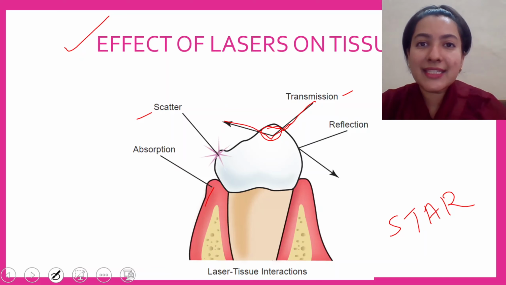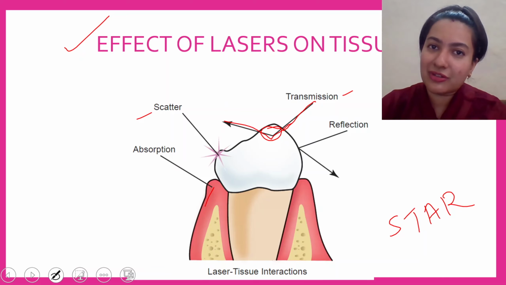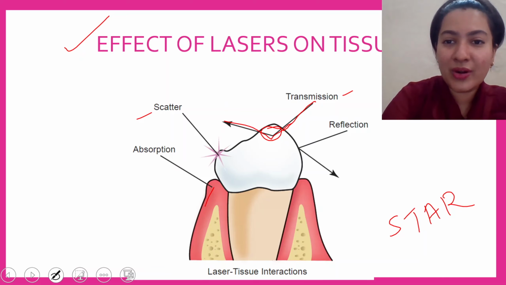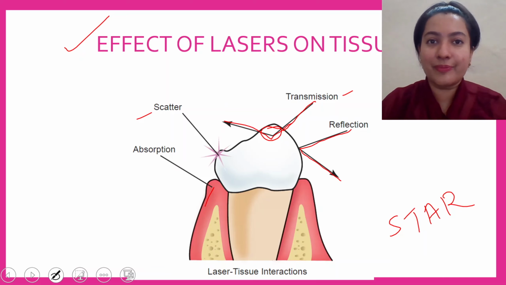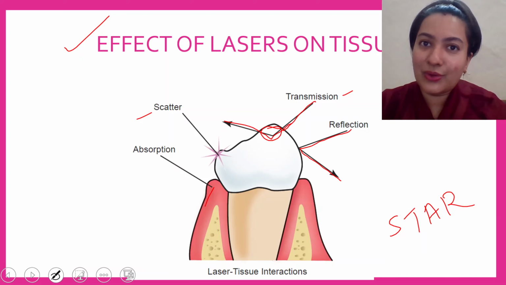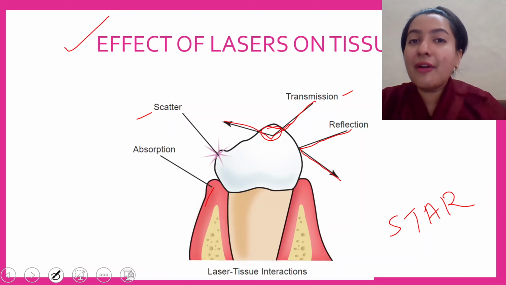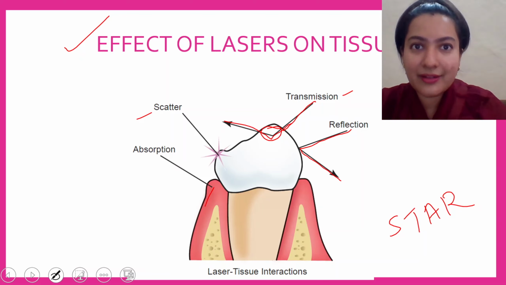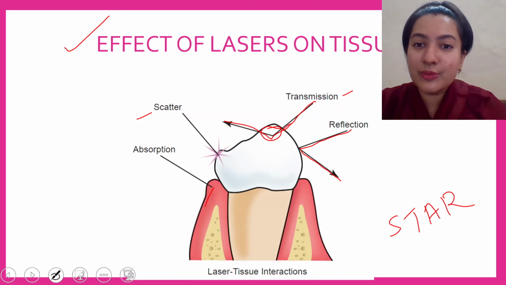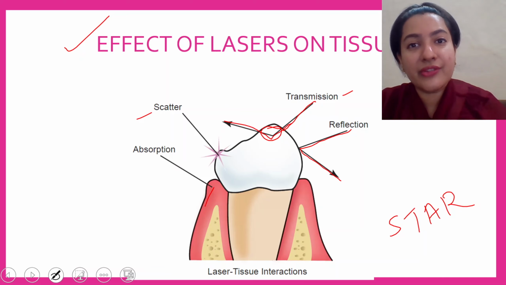The next effect of laser on the tissue is reflection. What is happening? I am pointing my laser light onto the tissue and it is getting reflected. There is absolutely no effect happening onto the surface. So these are the effects of lasers on tissue. You have to remember them by the mnemonic STAR: scattering, transmission, absorption, and reflection.